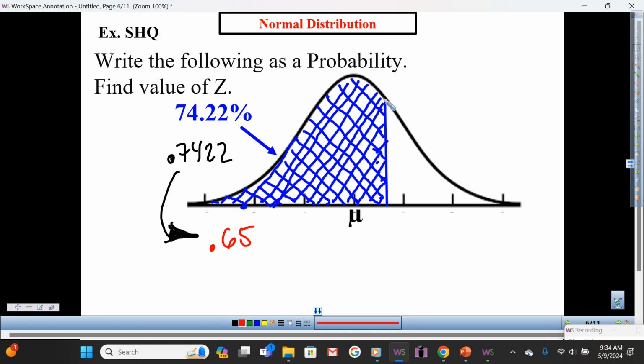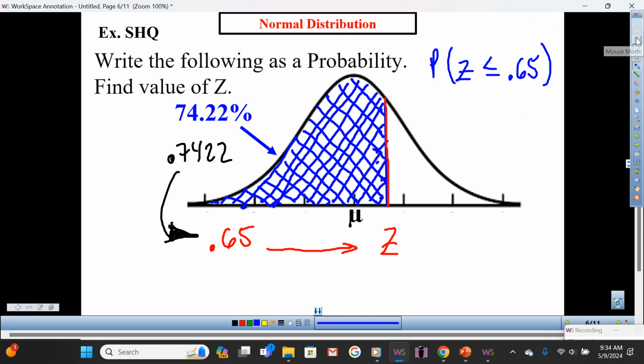So that means this z is 0.65. So far so good? So all we need is what? Probability? Jaden. All right. I think we're good with those.